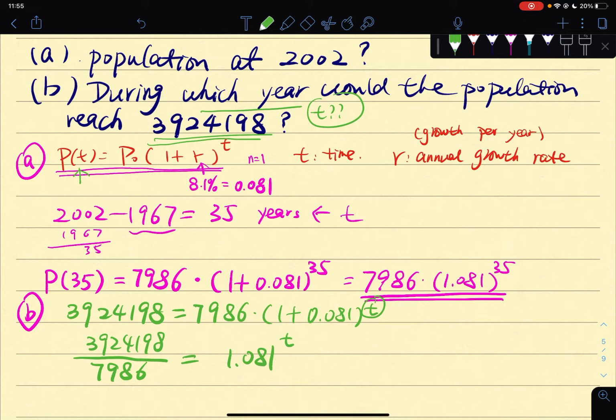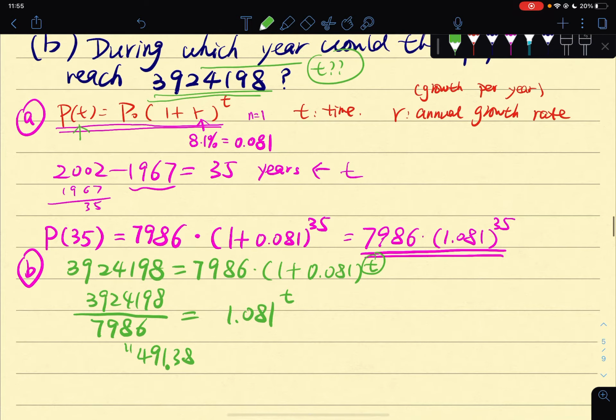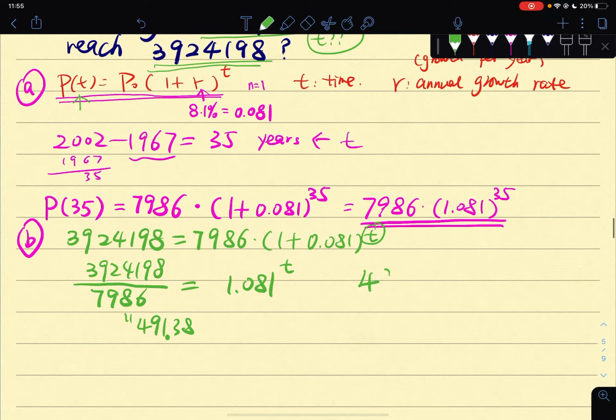To make my life slightly better, maybe I want to simplify my numbers already. So let me say it's 3924198 divided by 7986. What I have is, roughly speaking, 491.38, which is a little bit easier and shorter to write. So I have this formulation, and I'm looking for the exponent.